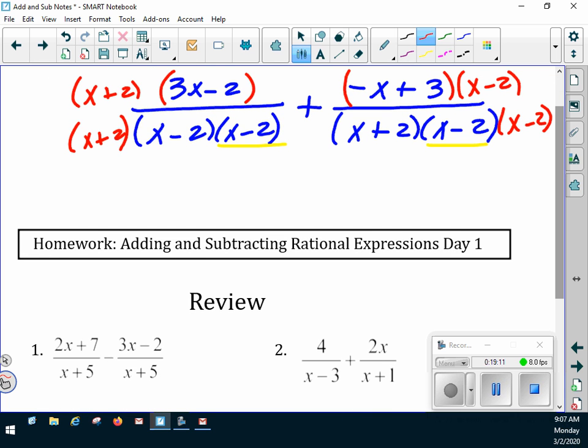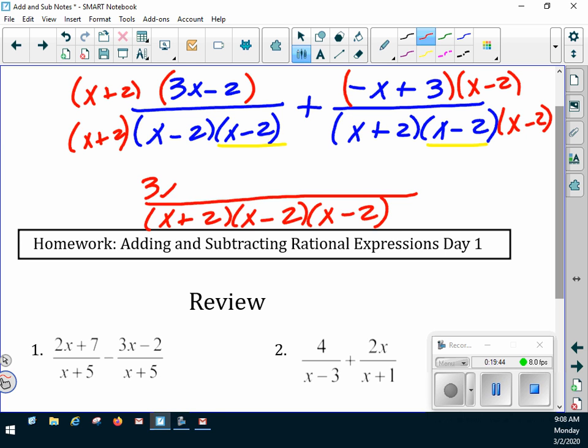Now, that first numerator, well, let me do this. We know what our denominator is now. It's x plus 2 times x minus 2 times x minus 2. Since I got a common denominator, I can put the whole numerator over one denominator. Don't have to have them separate anymore. What's this numerator going to be? What I got to do? Good, I got to distribute. I got to multiply.